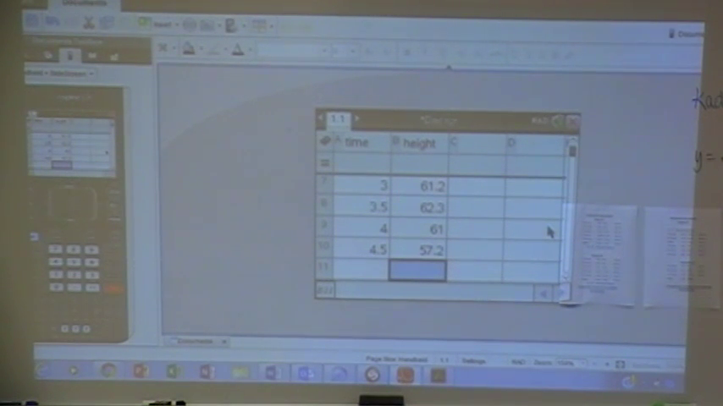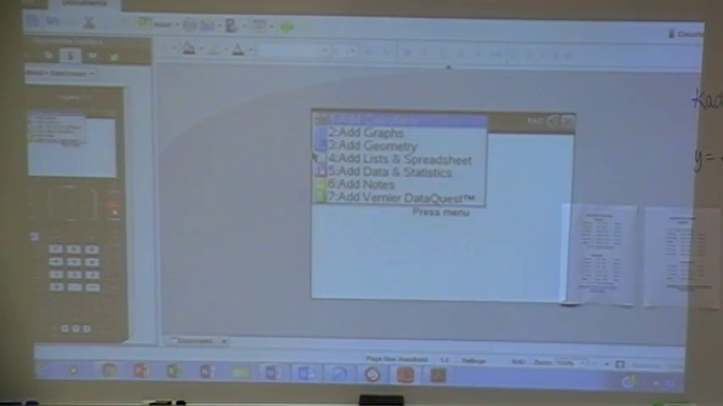The first method is by first looking at a scatter plot. So after you have the data in, you're going to add a page. To add a page, the control button, and then dock adds a page. So you hit control, dock, and it automatically adds a page. Now it asks you what kind of page you want to add. Well, we want to add a data and statistics page. We want to make a scatter plot with our data, so we hit 5.